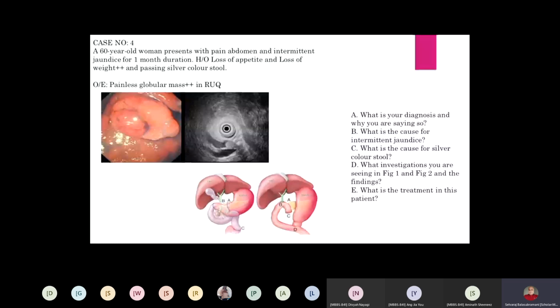So this is the endoscopy you have done. What is your diagnosis and why you are saying so? Can you tell me the diagnosis in this case? Periampullary carcinoma. Very good. Excellent. Why are you saying periampullary carcinoma? Intermittent jaundice for 1 month. Okay, very good. And loss of appetite, loss of weight. And the most important thing is the silver color stool. That is very important.